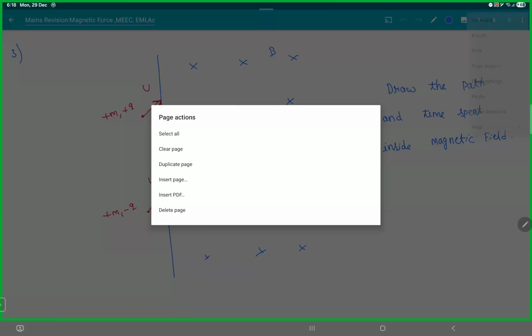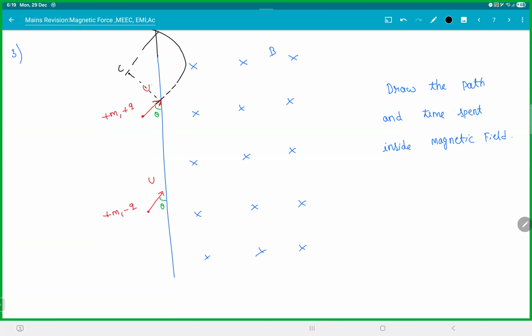So, qV cross B. For this one, the force will actually be outside. This is the center. So it will enter like this and come out like this. If this is theta, then this is 90 minus theta, and this is 2 theta. So the time spent inside will be theta by 2 pi into the time period T, where T is 2 pi m by QB.